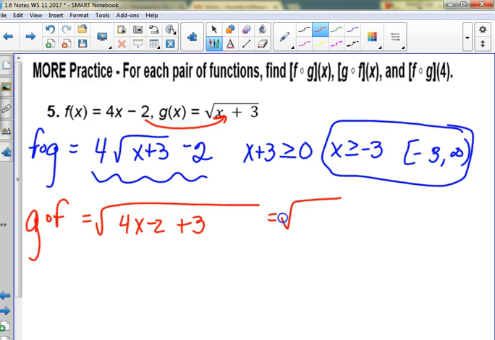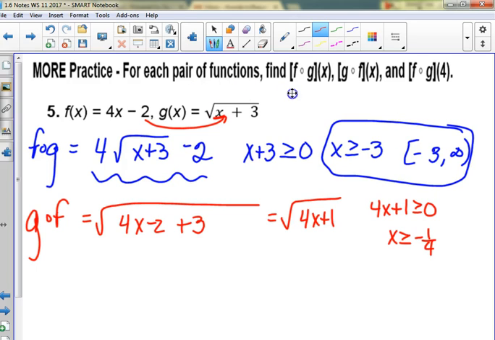What's it simplify to under there? 4x plus 1. So we would say that has to be greater than or equal to 0, which means what? Greater than or equal to -1/4? Did I skip too many steps? Now let me ask you this. Did we make the domain bigger than it was before?